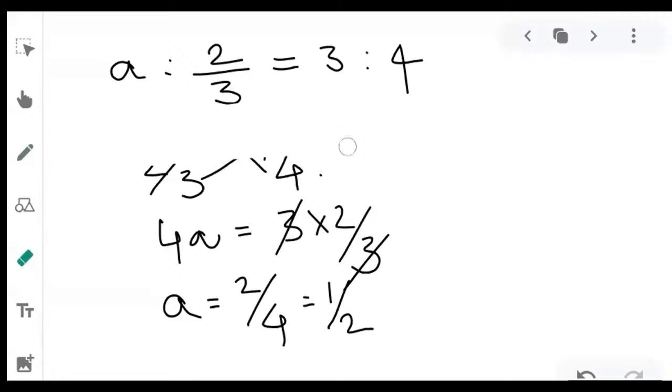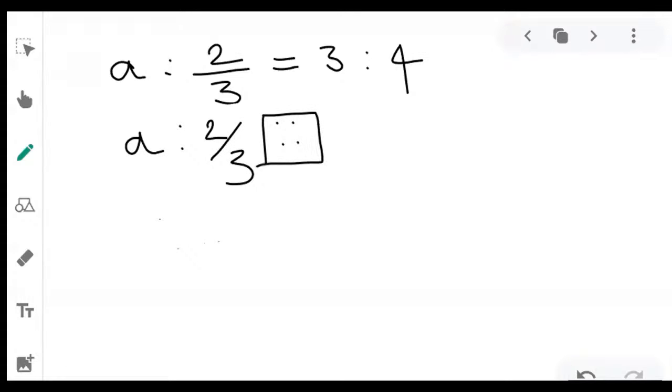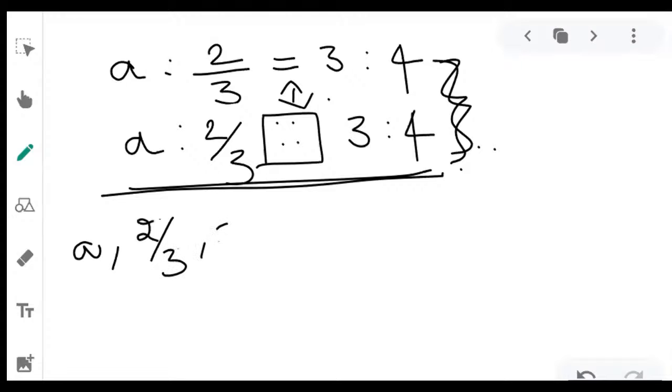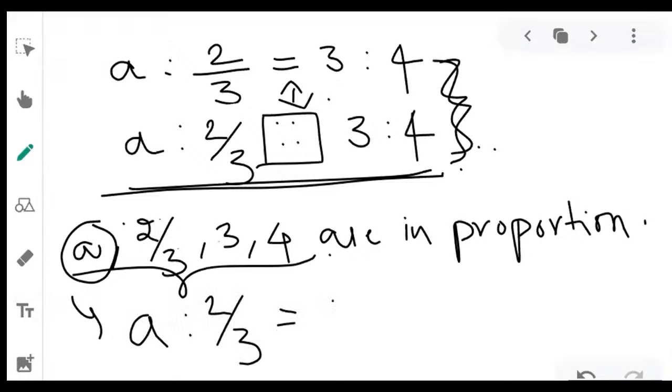So, apart from this, we have further notations for proportions. The same question I can ask like, instead of equal to, we put two colons side by side, two ratio symbols side by side is equals. If this is the problem, this and this are the same. Both of them mean that they are in proportion, as in these both ratios are equal. If I say that A, 2 by 3, 3 and 4 are in proportion, find the value of A. Then again you'll write this in the same notation. If these four consecutive numbers are in proportion, that means A is to 2 by 3 is equal to 3 is to 4.